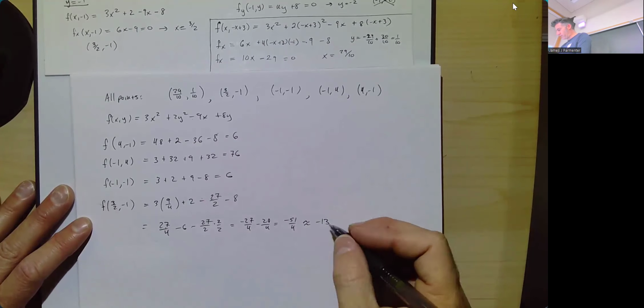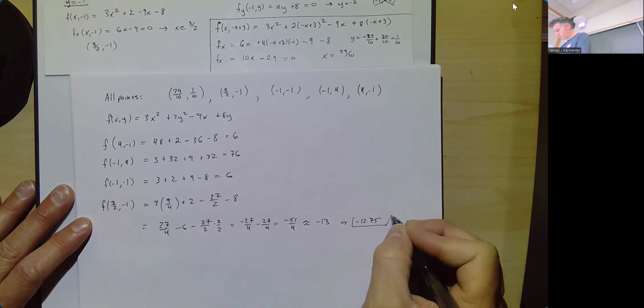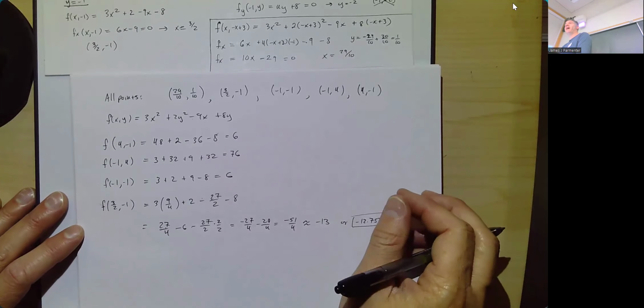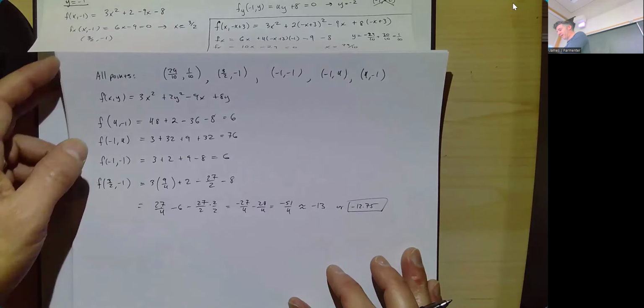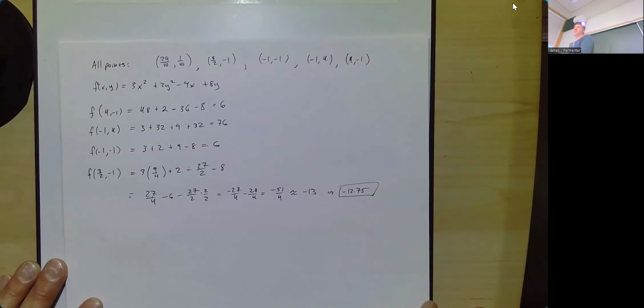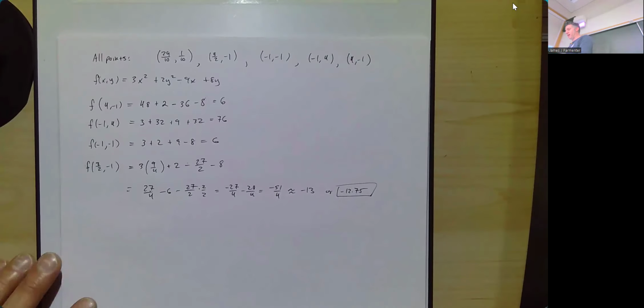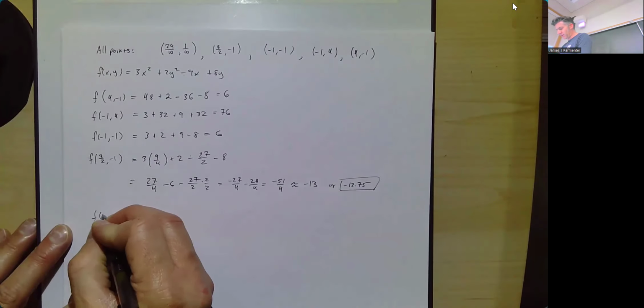It's actually negative 12.75. Finally, the one I was dreading here, (29/10, 1/10). What I might do is plug in 3 and 0 and see what happens, just to see if it's close.